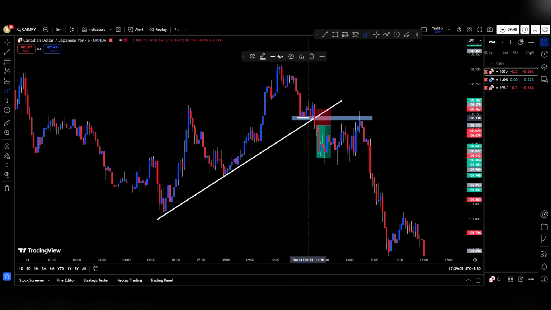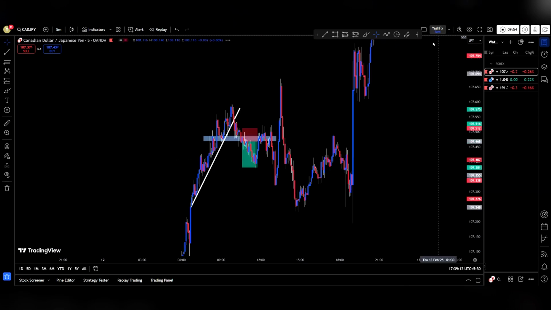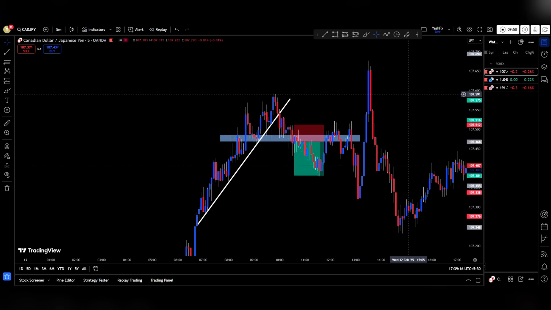So once this trend line and this little bit of support got broken here, I entered this trade live, and it was a 2-hour trade, so I would earn 2% here. Now let's move to the next trade.